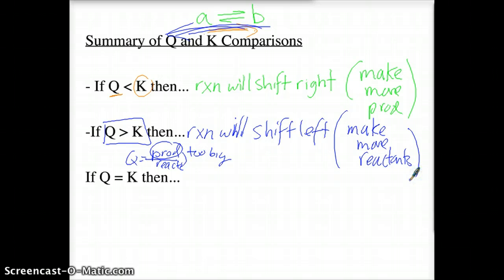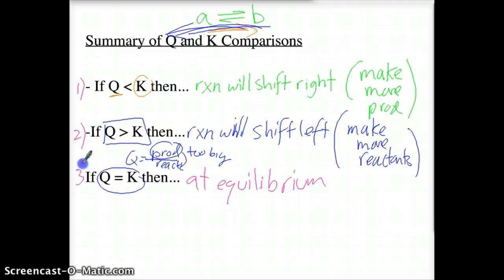And finally, if you solve for Q and you find out that Q is equal to K, then what does that mean? Then that means we're at equilibrium. The concentrations of each compound at equilibrium are what they need to be for the reaction to be at equilibrium. So these are the three main conceptual things that you need to know: how to compare Q and K to each other. Let's do another problem where we actually solve for Q and then apply this again.